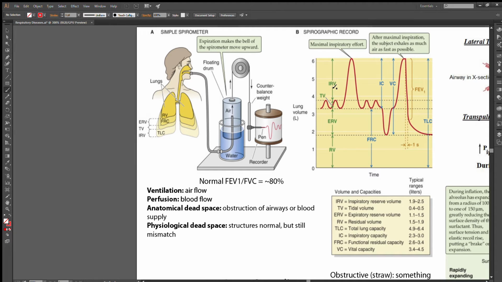Hello, today I'm going to talk about what can go wrong with the lung. So first, I need to talk about what is going right with the lung. These four terms here are pretty key to understanding what's going on with the spirometer.